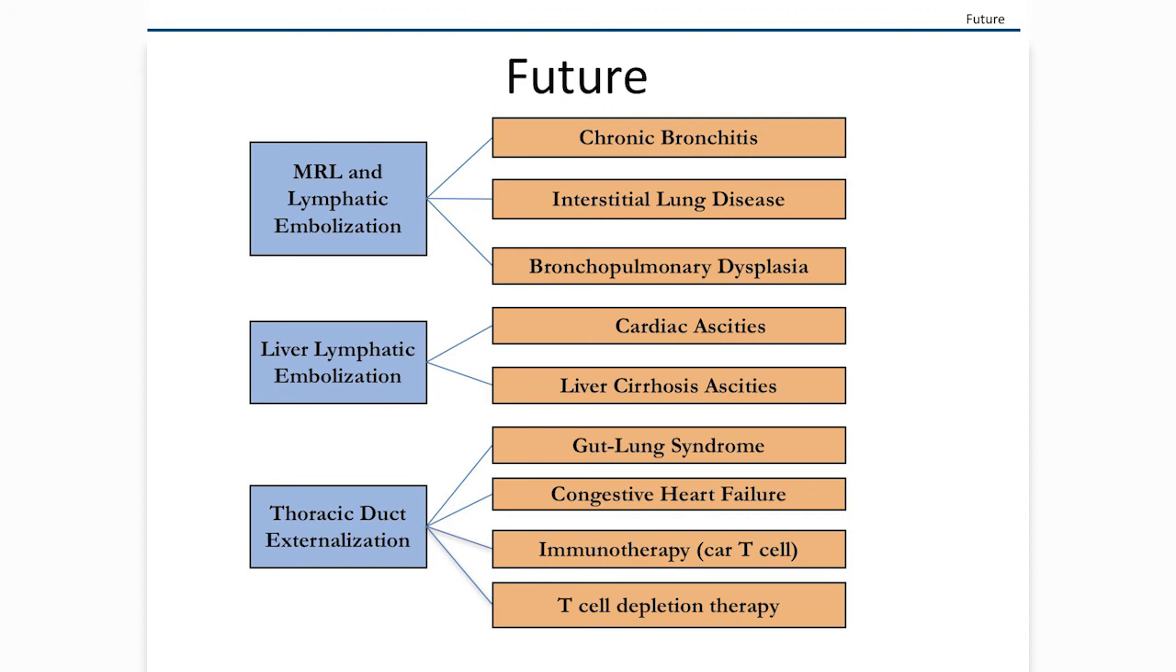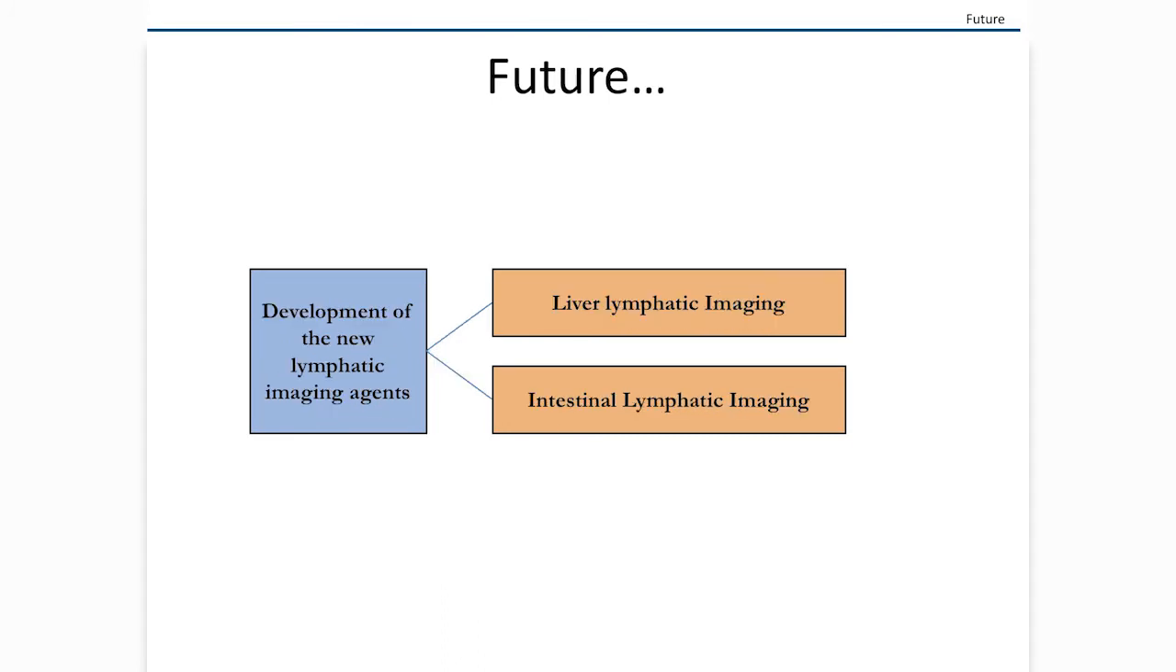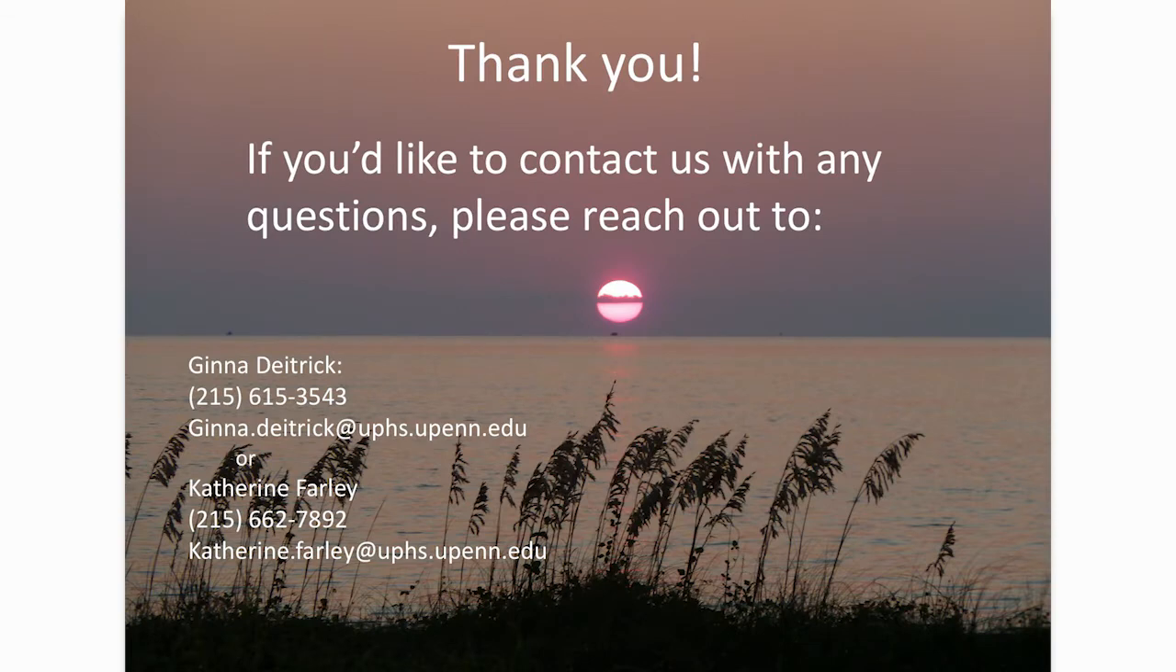We potentially can treat congestive heart disease, because congestion is a lymphatic congestion, even in heart disease. Also some types of immunotherapy, like CAR T-cell depletion therapy. The key for everything is developing new lymphatic imaging agents. We're working right now with chemists to develop intestinal lymphatic imaging and liver lymphatic imaging, and hopefully pretty soon we'll have these agents and we can image the whole lymphatic system, and then we can discover more diseases.